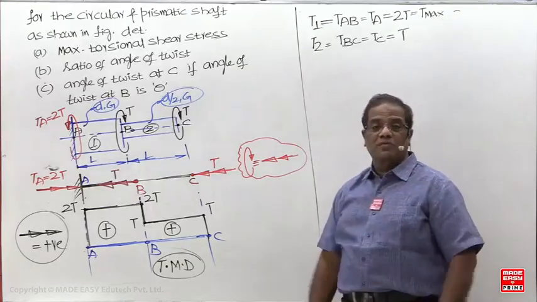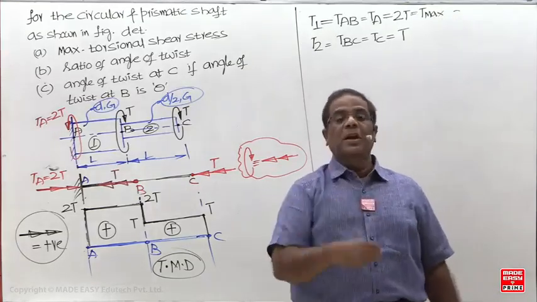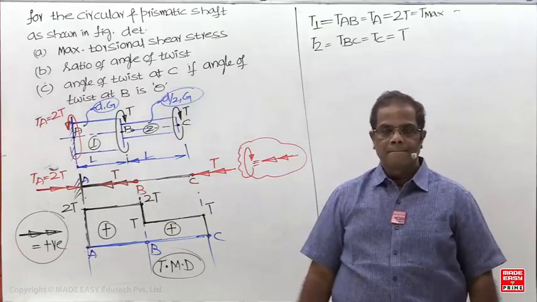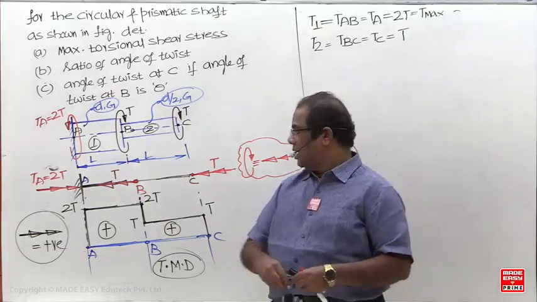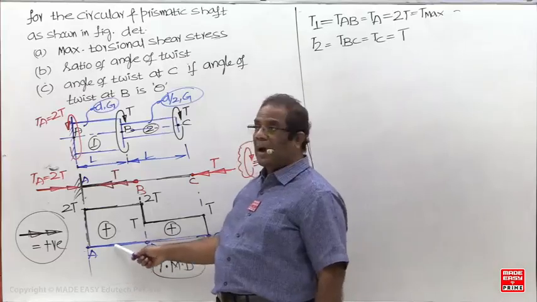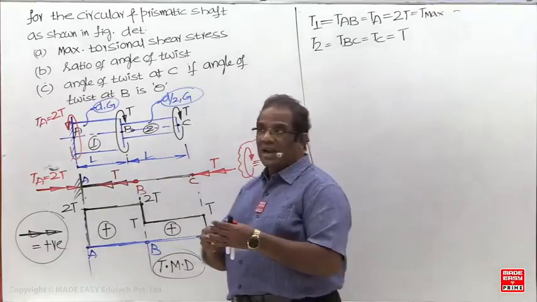For maximum torque, the torsion equation should be applied two times. You have to apply it two times, but where the stress is maximum, 16T by pi d cube. Torque is maximum in the first member, but the diameter is minimum here. So you have to calculate both now.